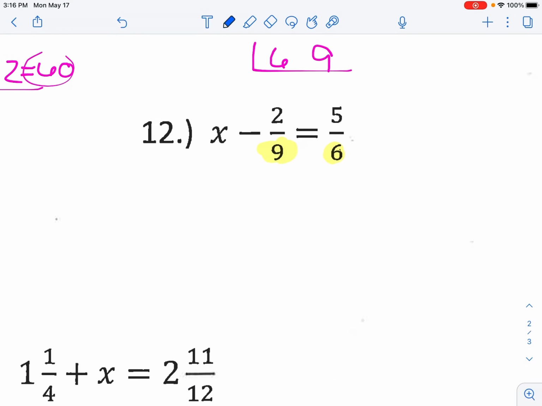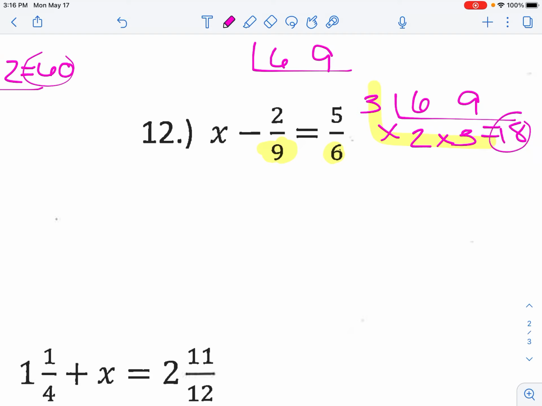All right, last one. So, oops, already had a division ladder. So for 6 and 9, we're going to divide by 3. Highlight your L, multiply. 3 times 2 is 6, and 6 times 3 is 18. So we're going to rewrite this equation using 18 as our denominator. So x minus, I have to change both of those denominators to 18. So 9 times 2 is 18, and 2 times 2 is 4. 6 times 3 is 18, and 5 times 3 is 15.